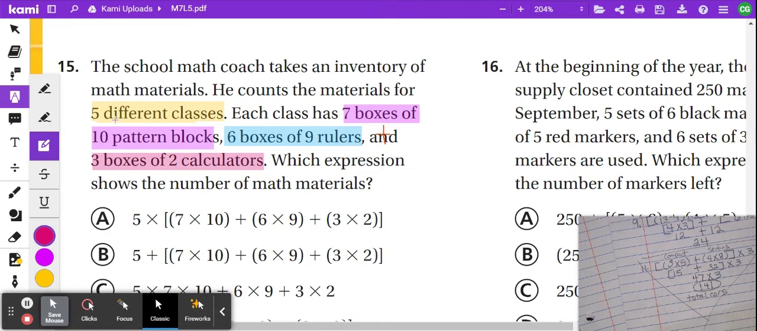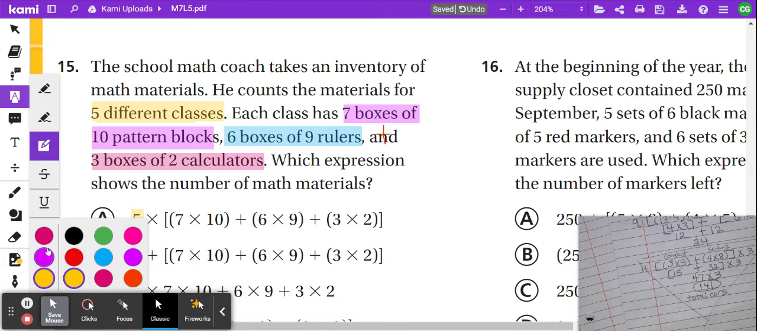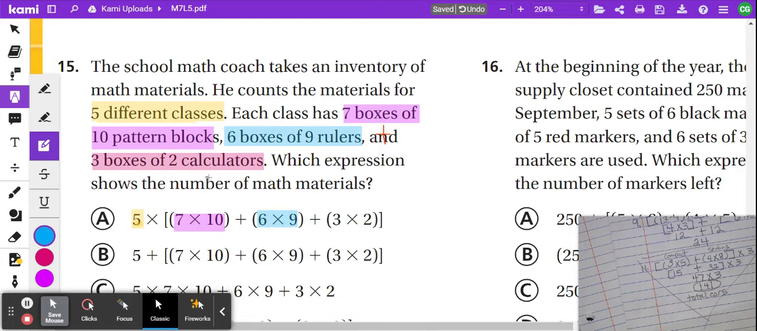Okay, so what do I know about this? That's 5 different classes. So here's the 5 different classes. Kind of highlight that part there. This represents 5 classes. And then we have 7 boxes of 10 patterns. Does that make sense there? And 6 boxes of 9 rulers. And then 3 boxes of 2 calculators in each box. And we have the and, so does that mean that we are adding all of those together? We are combining those, right? So that looks about right.